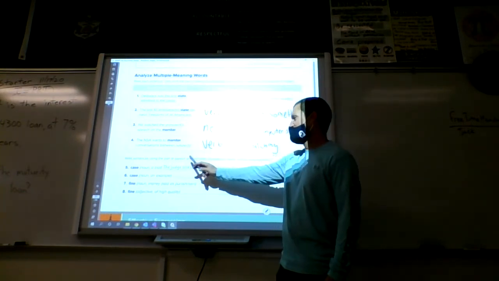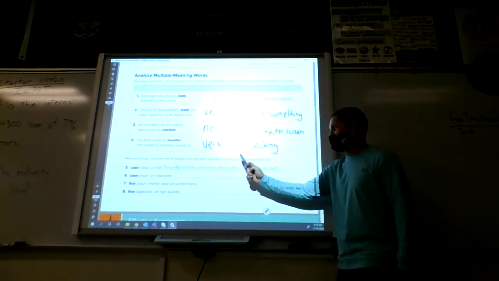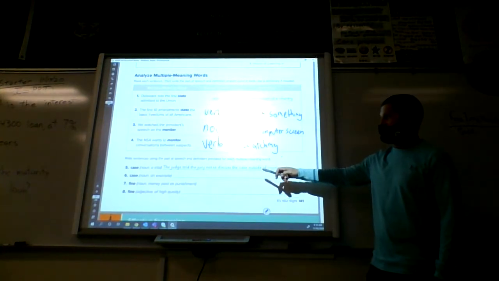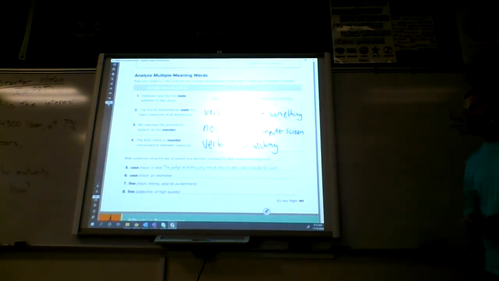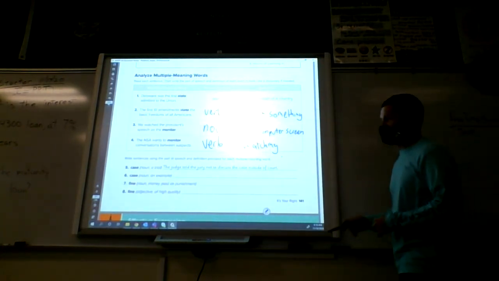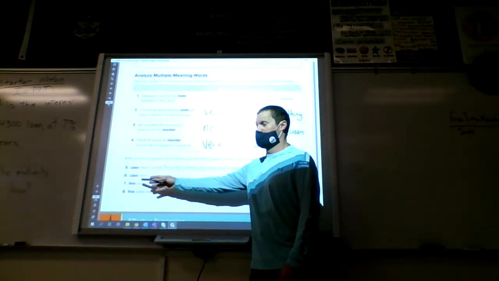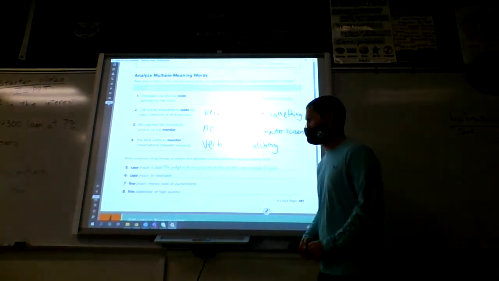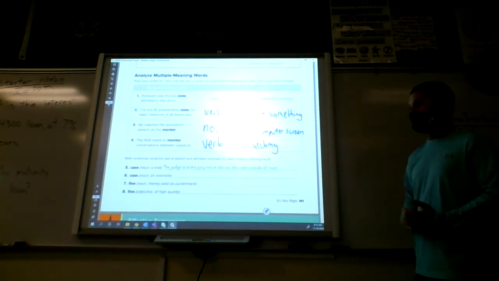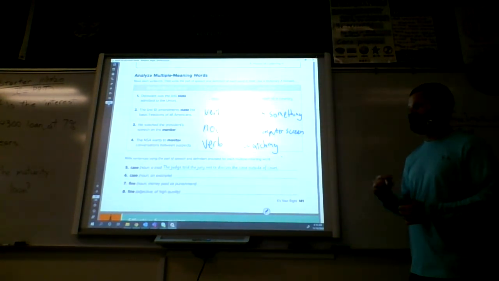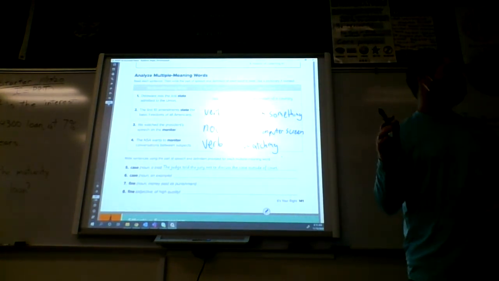Okay, write sentences using the part of speech and definition provided for each multiple meaning word. So it tells us basically what the definition is here. So we're just going to make a sentence using the word. I'll just kind of model the first one. So the word is case. What's that word, everybody?